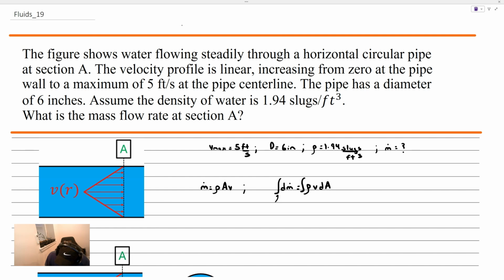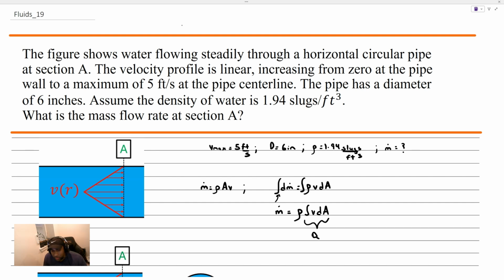So when you integrate all of the little masses, all the little mass flows, you get a total m dot. You can take the rho out of this integral. What you get is the integral of v dA. We're taking that rho out because we're assuming this is a liquid and its density is not going to change. So it's constant. That means we can take constants out of the integral. We have the integral of V dA. This is called the volumetric flow rate Q.